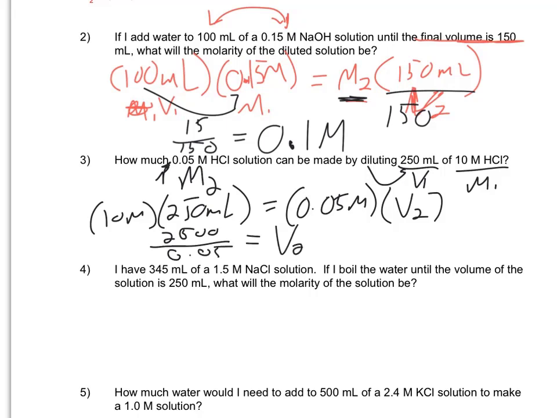Since we're dividing a number by a decimal, the number gets bigger. In fact, it gets quite a bit bigger. It ends up at 50,000 milliliters. So you could take that 250 milliliters that you started with of the concentrated stuff, and you could make 50 liters. Think about how big a 2-liter bottle is. You take 25 of those. That's how much solution you could make starting with that small amount.